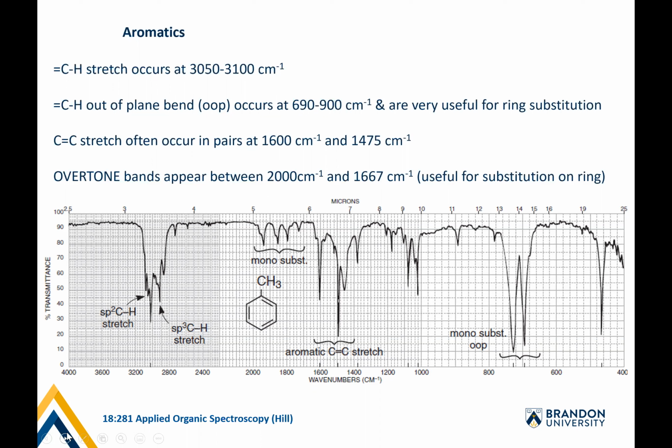The first major similarity we'll see is that the CH stretch for the aromatic hydrogens comes out, as we said before, just over that boundary of 3,000 wave numbers. So all those sp2 hybridized carbon stretches are over 3,000 wave numbers.